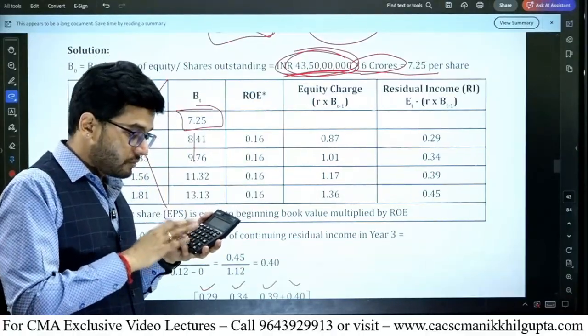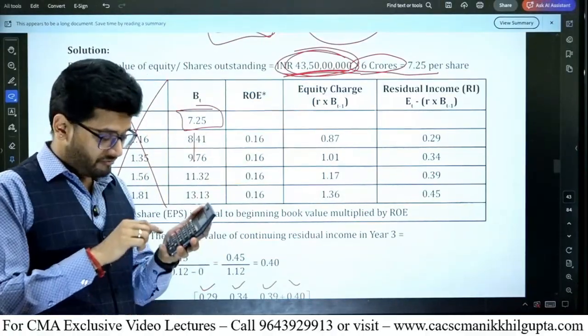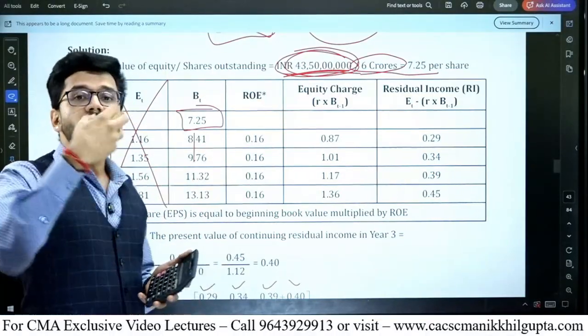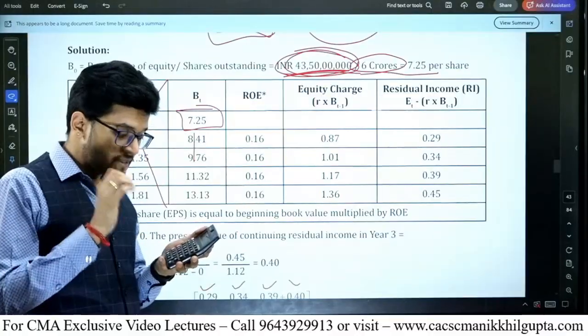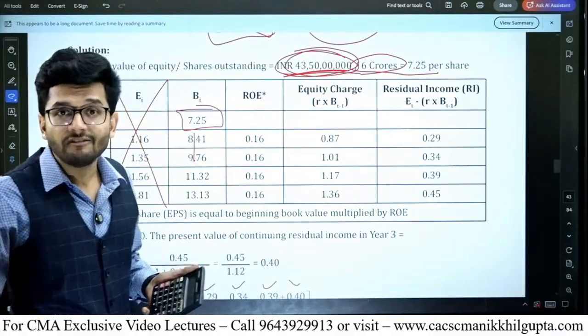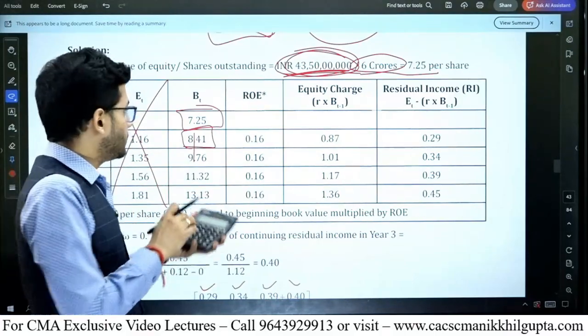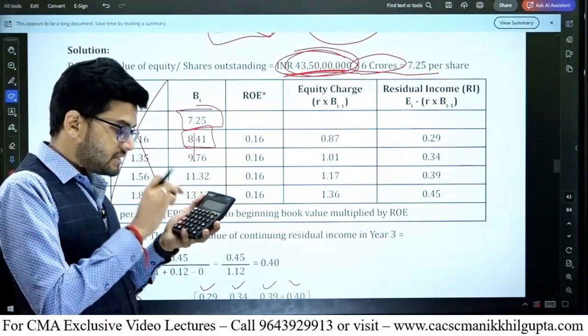The BVPS after 1 year will be 7.25 plus the return which is expected from this share, which is 16%. We're going to reinvest in our company itself. So the future BVPS will be 8.41. How did we calculate it? 7.25 plus 16%.